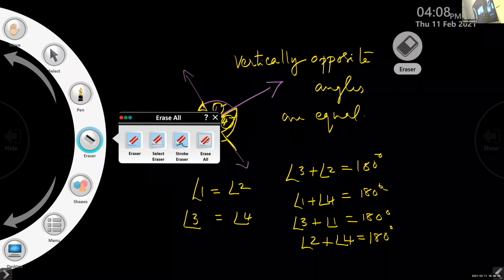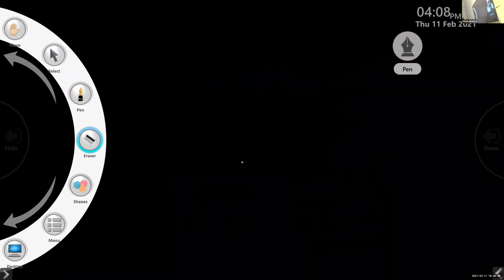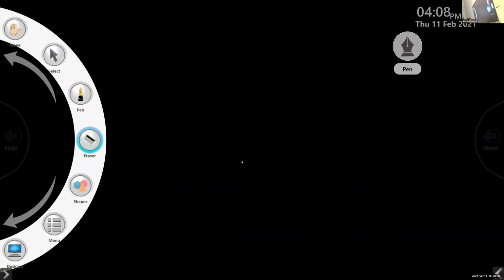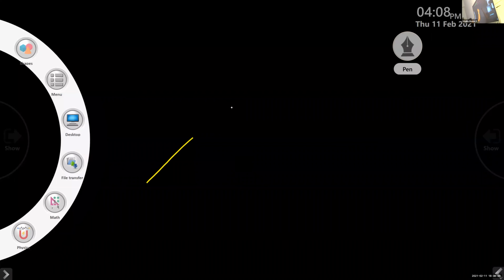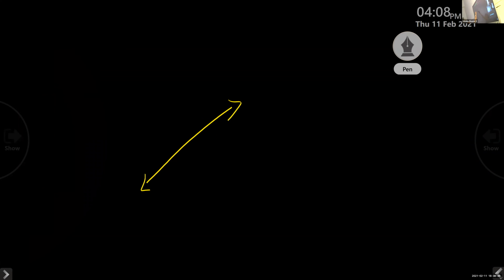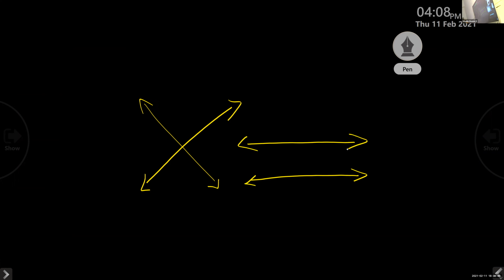Next one, what is the topic which we studied? Parallel lines and intersecting lines, isn't it? Intersecting lines means they intersect each other. Parallel lines means they never intersect each other. They will be just running like this.